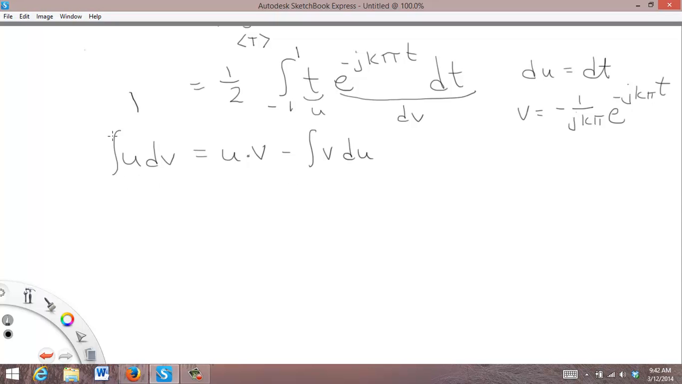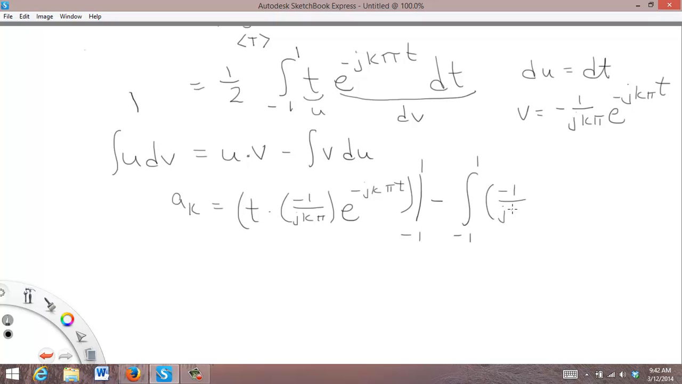Alright, so now, this is a definite integral, so we have to evaluate everything. So in our case now, we have a sub k equals t times our v, which is negative 1 over j k pi e to the minus j k pi t. But now we have to evaluate that from -1 to 1. Then we're going to subtract from that the integral from -1 to 1 of v du. And again, du is just dt, v is negative 1 over j k pi e to the minus j k pi t, and then dt.